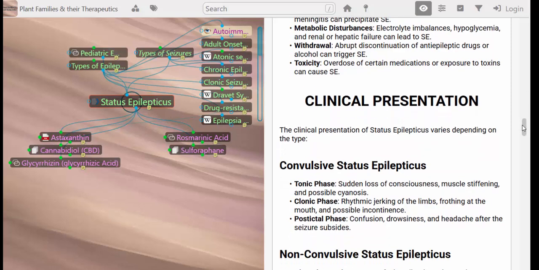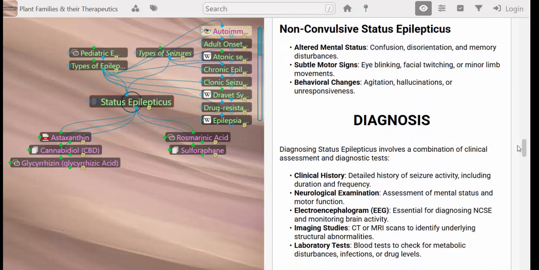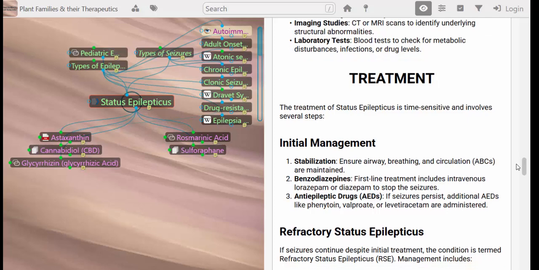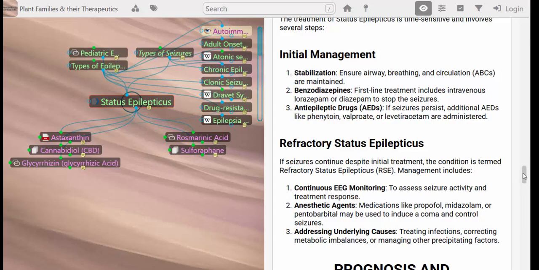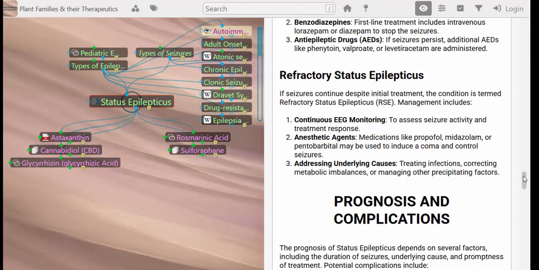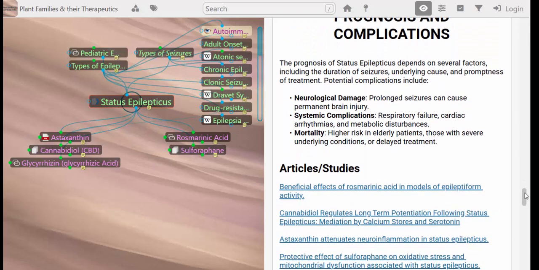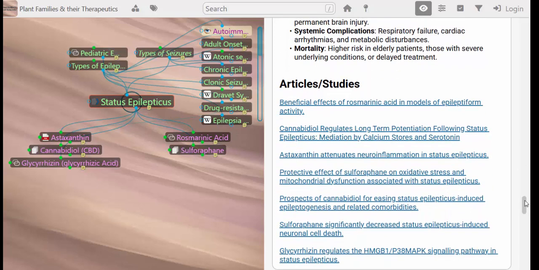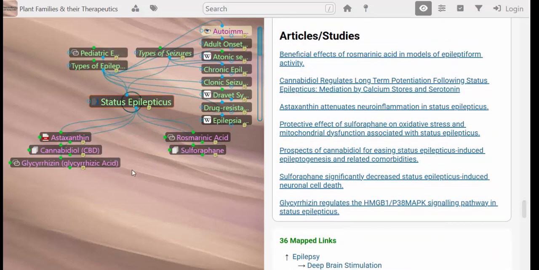Here's your clinical presentation of both types, the diagnosis and treatment, initial management. Refractory status epilepticus is when there are repeat incidents of this, despite initial treatment, prognosis and complications. And then we've got studies here. And we see there are some natural agents that help to control this. If you look over on the left again, they're attached.